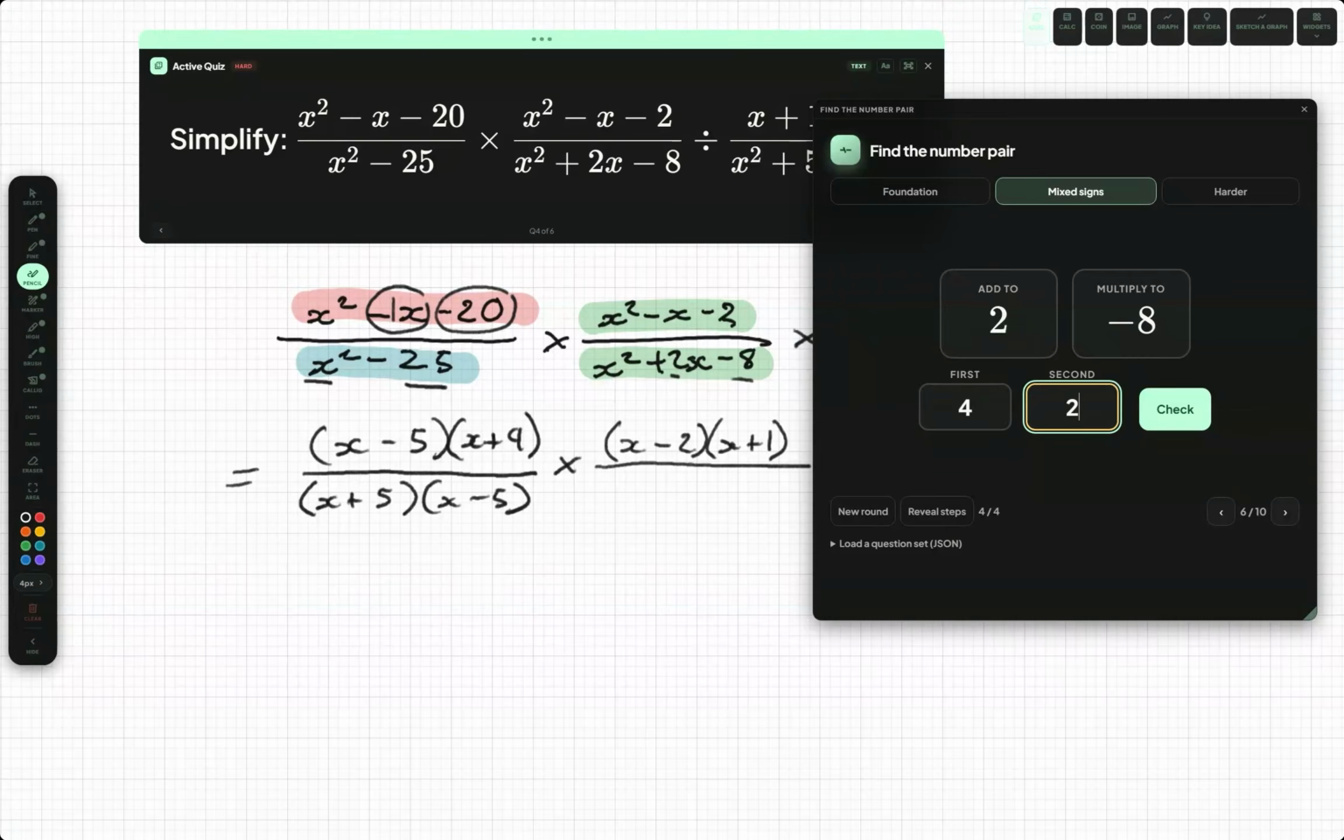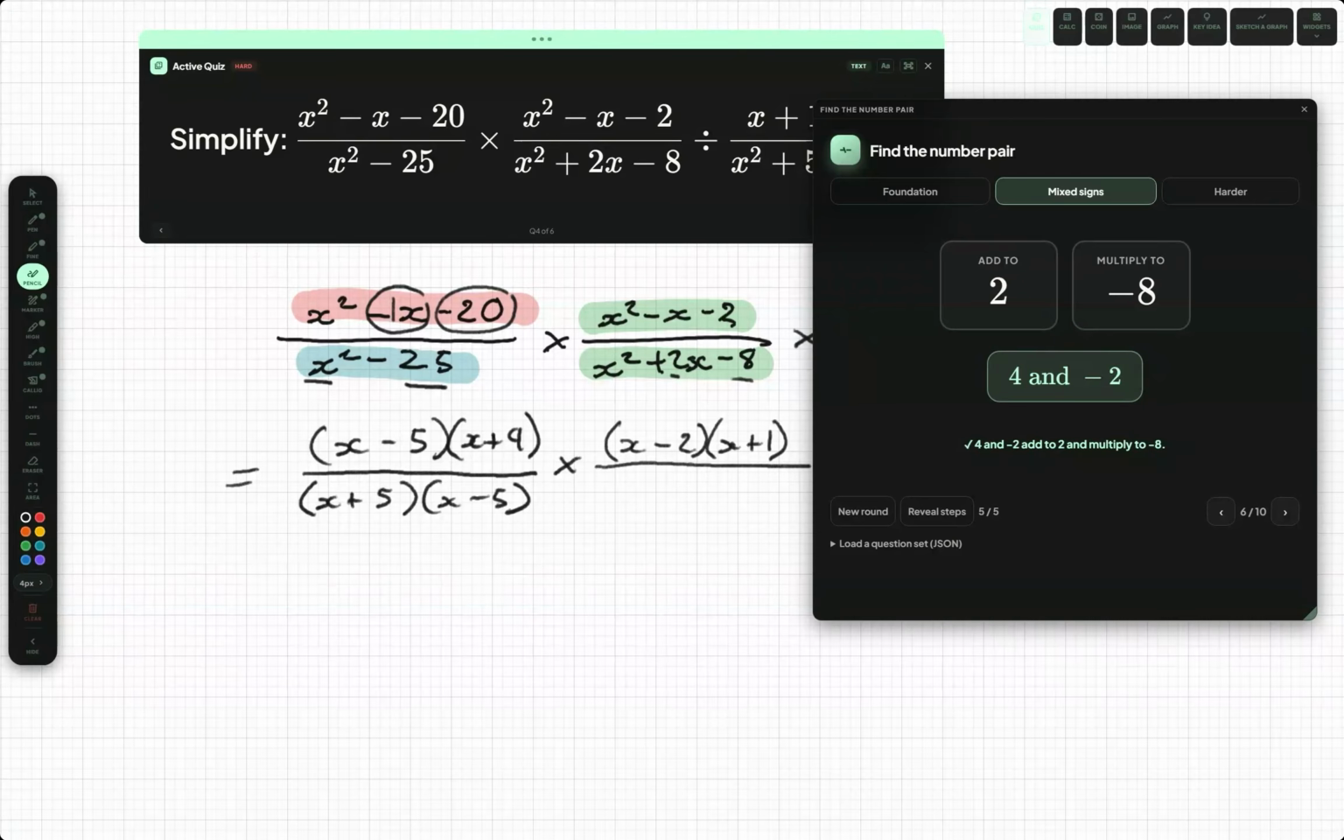4 and 2. Okay. If I need to assign a negative sign to something, and I want the positive number to be larger, then we have to give this the negative 2. Right? 4 plus negative 2 is equal to 2. 4 times negative 2 is negative 8. So it's going to be positive 4 and minus 2.